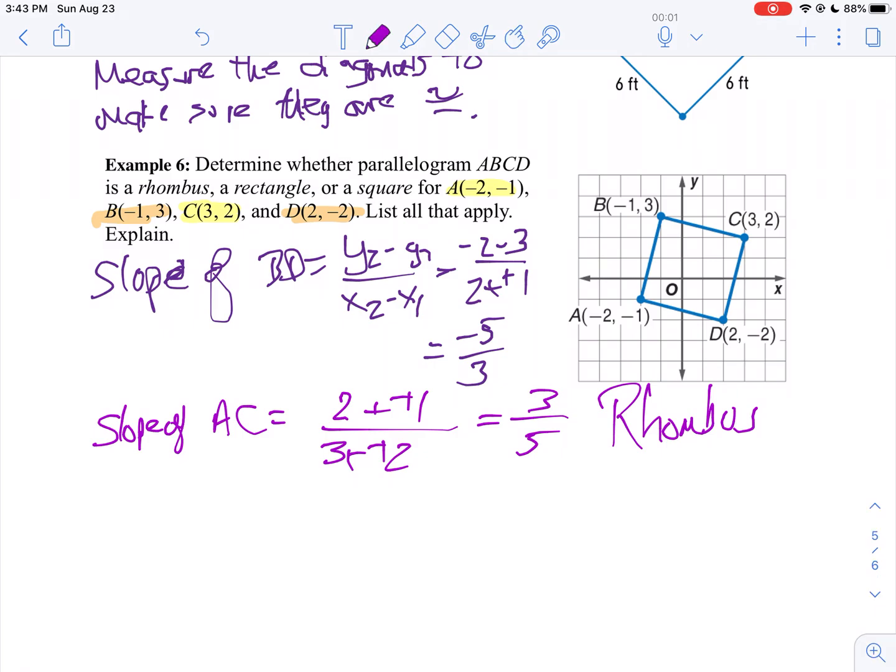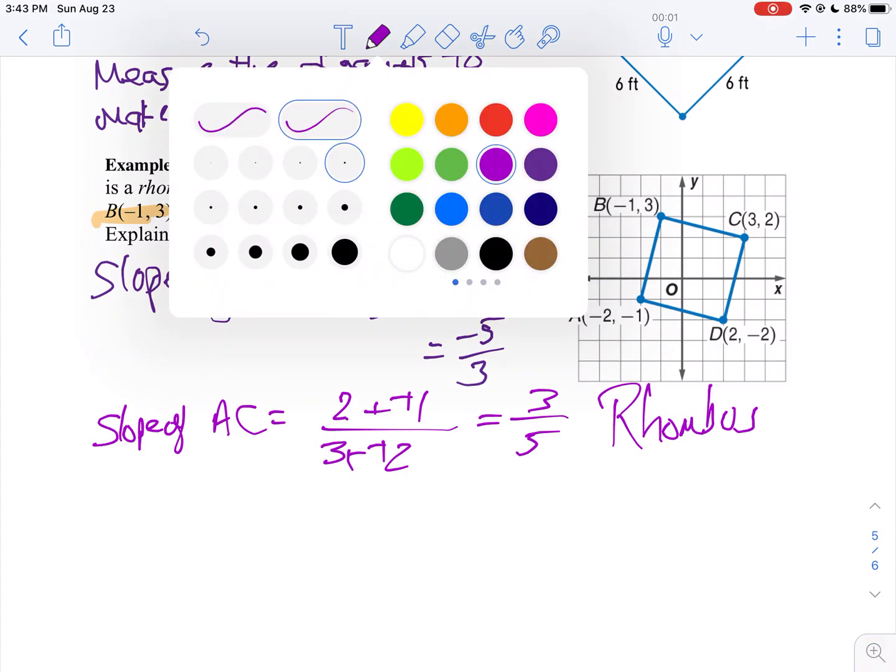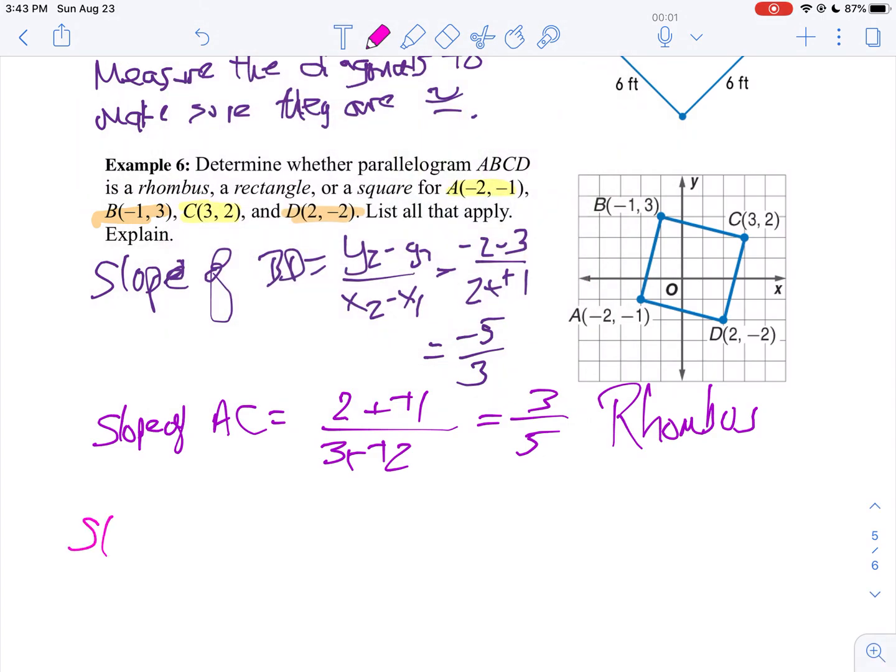Let's find the slope, this time, of BC. So I'm going to erase this. I'm going to use B and C now. So your slope is going to be 2 minus 3 over 3 minus a negative 1. Which is, 2 minus 3 is negative 1. 3 plus 1 is 4, so it's negative 1/4.